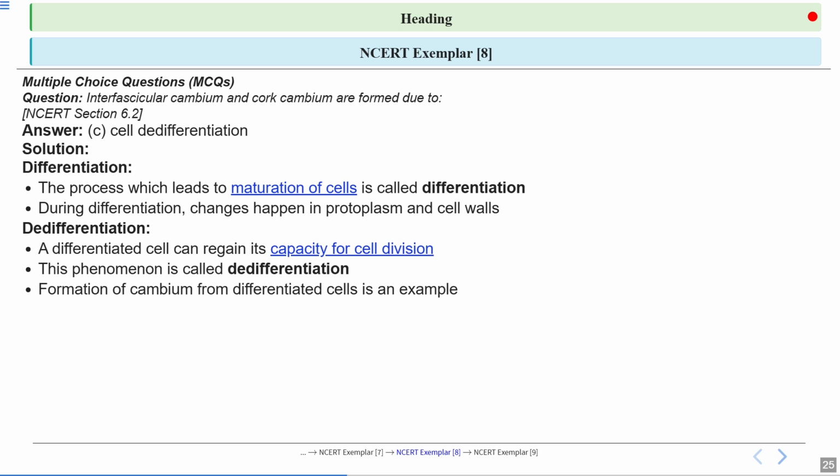Formation of cambium from differentiated cells is an example. Once there is a meristematic cell, new cells are formed. These new cells mature and differentiate, some changing to parenchyma, collenchyma, sclerenchyma. But they come back and attain cambium activity. So this is called de-differentiation.